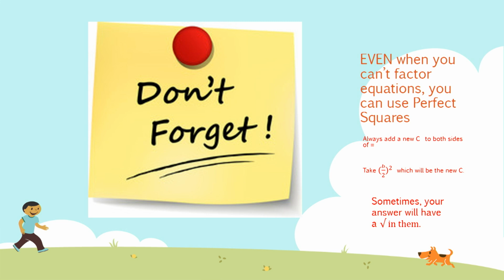To find that new c, I'm taking the b and I'm dividing it by 2, which will be that new c. And sometimes when you get that square root, you're going to get a whole number. So instead of having a plus or minus a square root symbol, you're going to get an exact number depending on what is under that radical.